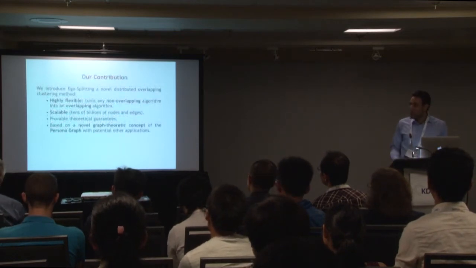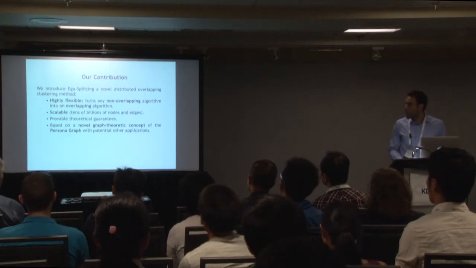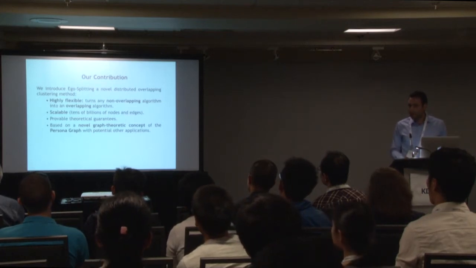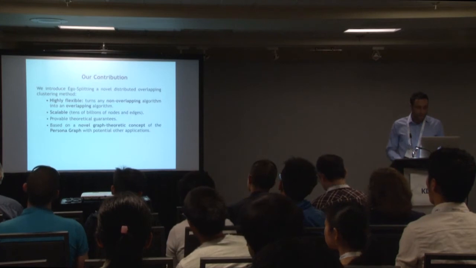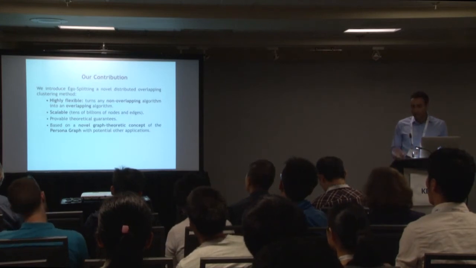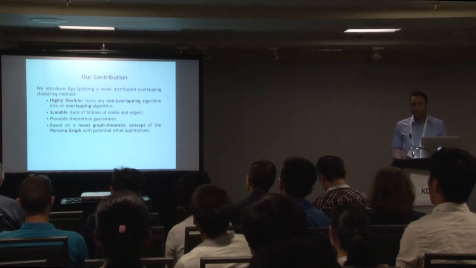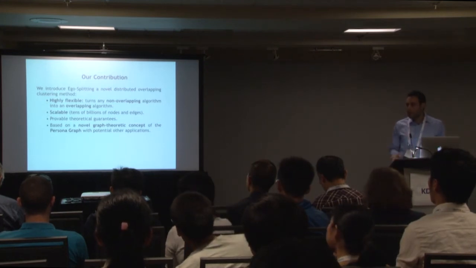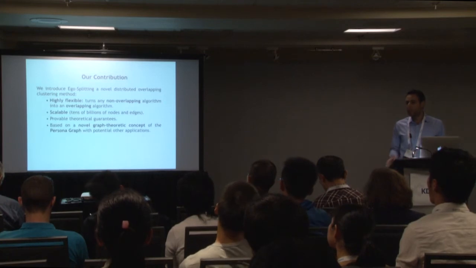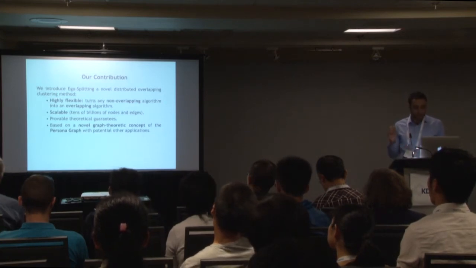But our contribution now is that we define a novel method for overlapping clustering in graphs, which we call Ego-splitting. This method is highly flexible. It allows us to transform any non-overlapping clustering algorithm into an overlapping clustering algorithm. And this is very useful because there are way more non-overlapping clustering algorithms than overlapping clustering algorithms.